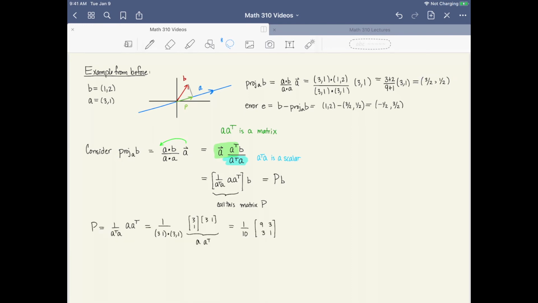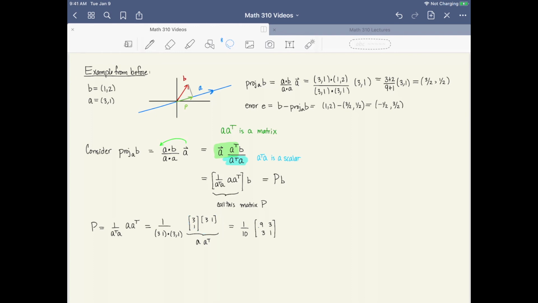So calculating this, we have P is 1 over A transpose A, and then A A transpose. So 1 over A transpose A is 1 over A dot A. That's (3, 1) dotted with (3, 1), which is going to give us 1 over 9 plus 1, so that's 1 over 10 here. This is how we get this scalar. Now A A transpose is maybe the tricky part. Instead of taking a dot product, we're taking an outer product. So rather than having row times column, it's column times row. So we're now going to have a 2 by 2 matrix result from this calculation.